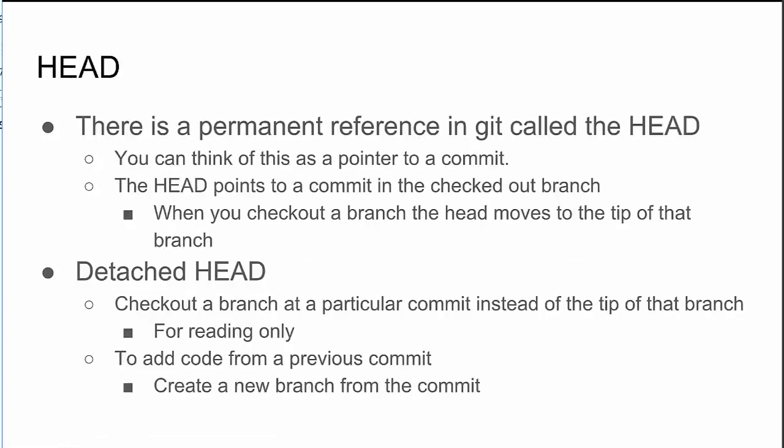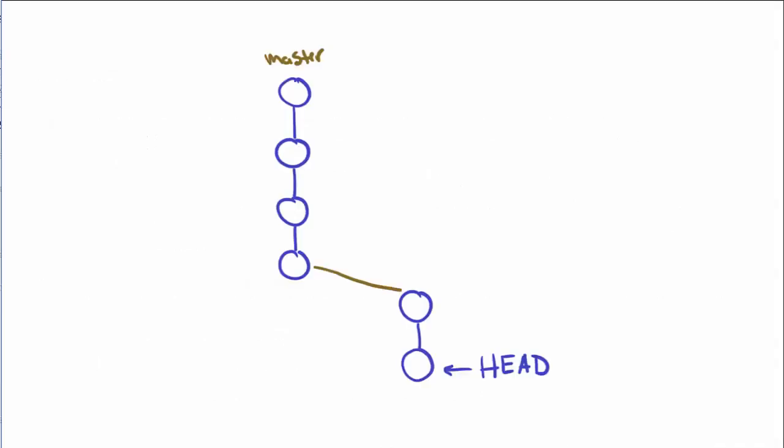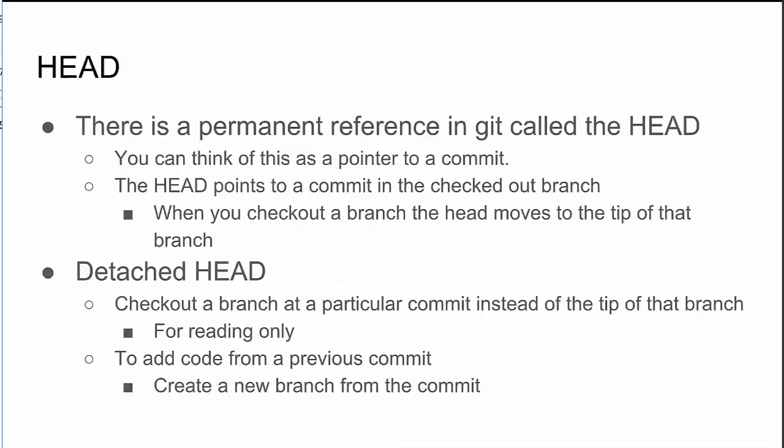There's a permanent reference in Git called the head. You can think of this as a pointer to a commit. The head points to a commit of the checked out branch, and it defaults to the tip of the checked out branch. So here's an image of a branch, and the head points to the latest commit in professional title. All new commits have head as the parent, and after a new commit is created, Git moves the head to the latest commit. Now when you check out a branch, the head automatically moves to the tip of the branch, or the last commit in the branch.